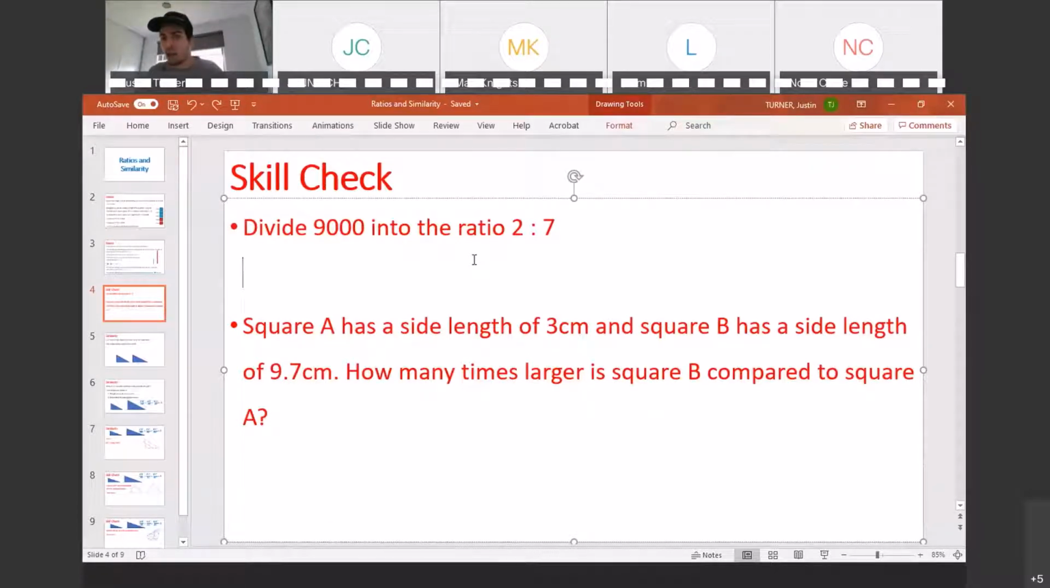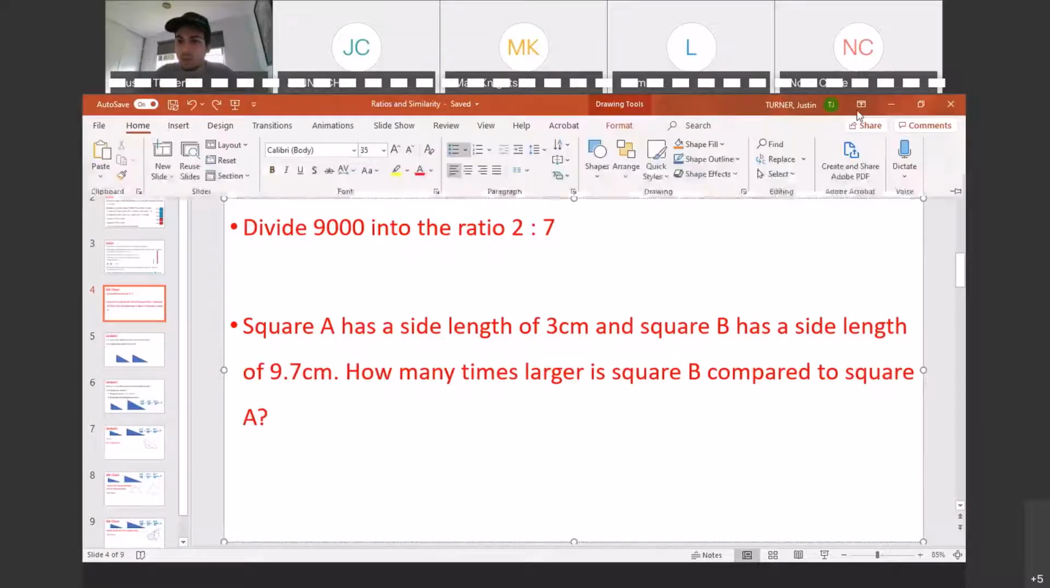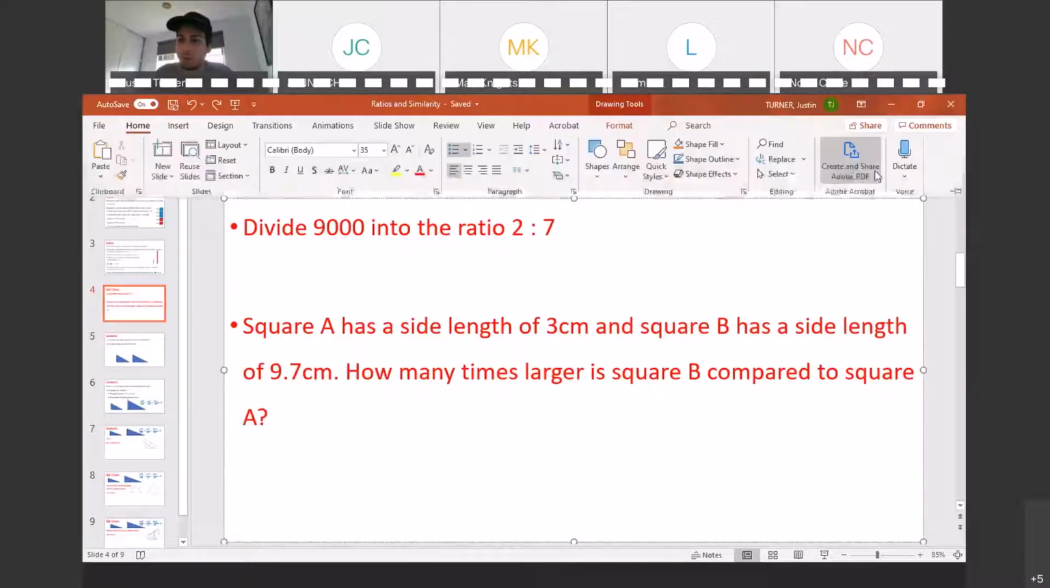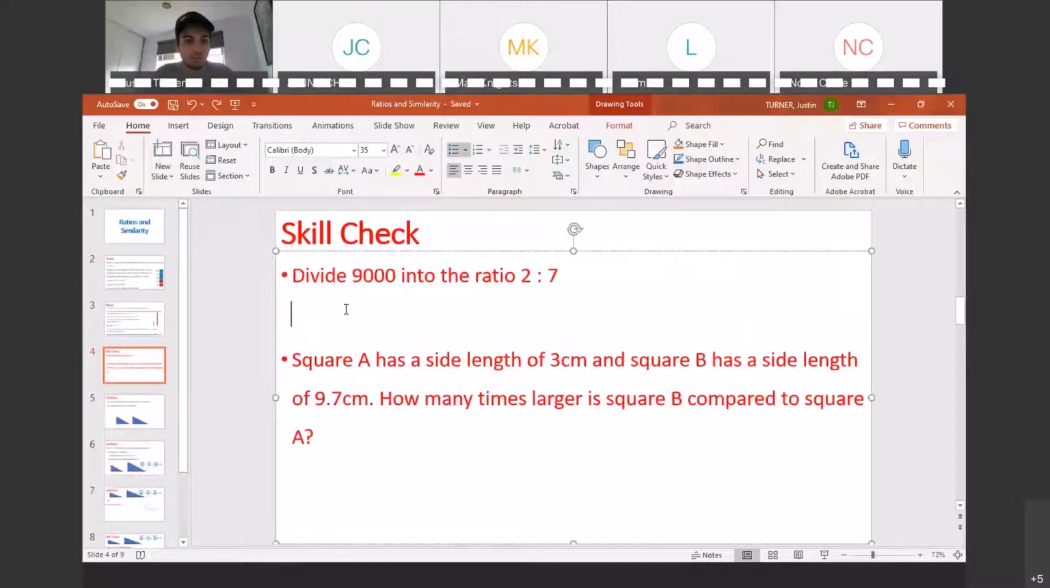All right, let's look at this first one. First thing we want to do in order to do this is see how many parts we have in total. So we've got a ratio that's 2 to 7. So if we add those numbers up, we've got 9 parts in total.